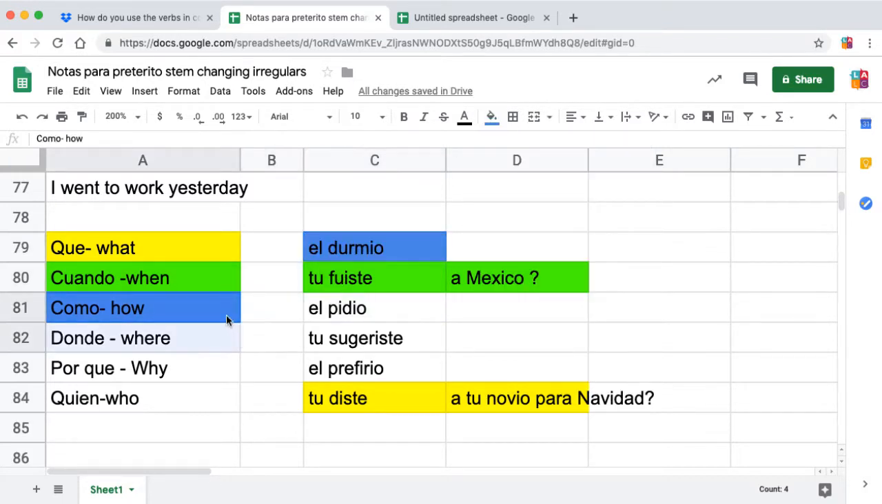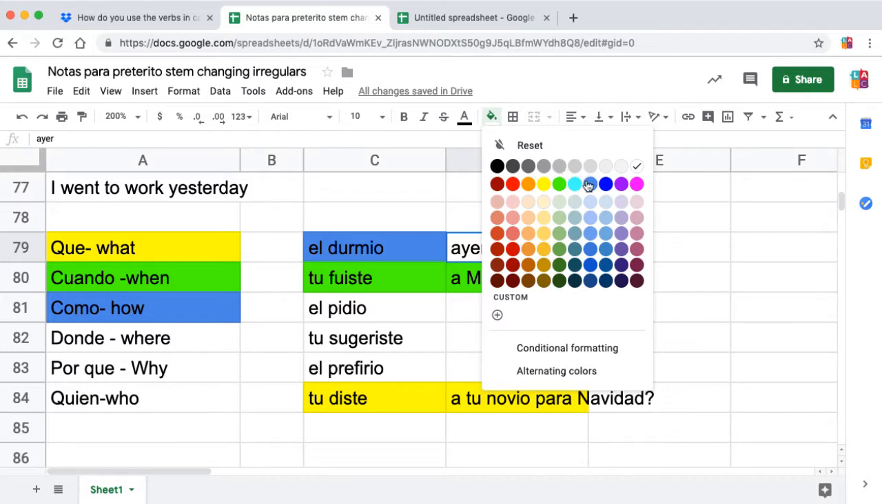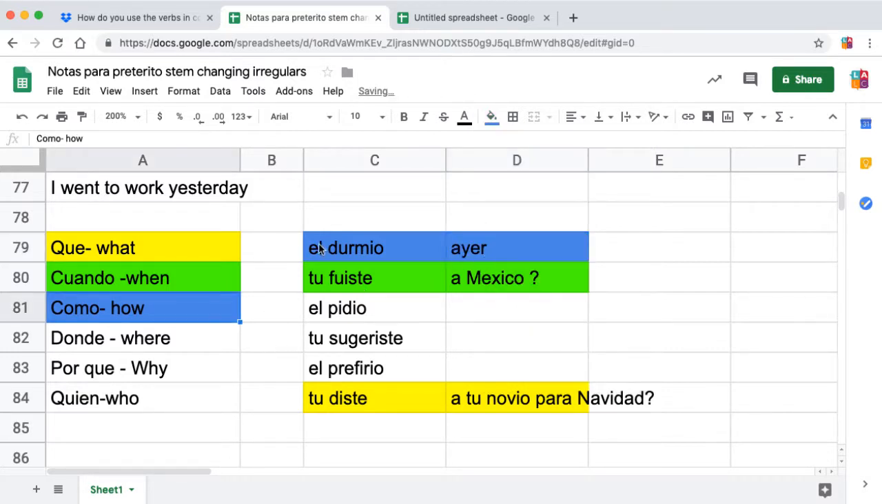¿Cómo, sorry, él durmió ayer? How he slept yesterday? The literal translation is how he slept yesterday, but it's how did he sleep yesterday? You see all the combinations. ¿Dónde prefirió ir? Where did he prefer to go? ¿Por qué él pidió dinero? Why did he ask for money? You see, ¿quién sugirió? Because it has to be in the third person with quién. ¿Quién sugirió? Who suggested the movie?